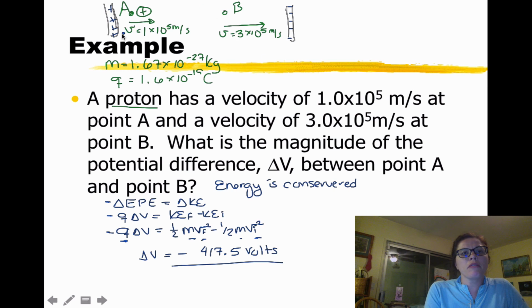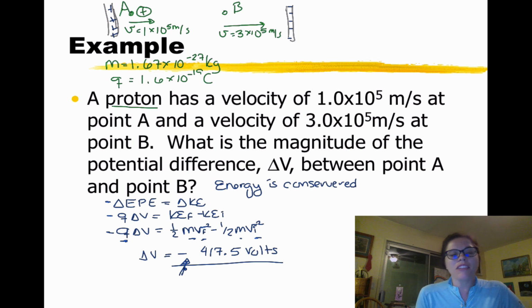Up here, we're going from a positive plate to a negative plate. Since we're going towards the negative, we're going down in voltage, and that negative right here shows us that the change is negative. Yay! It all works out, and that should be the case for you too. I hope you got this. I hope this helps, and we'll see you in the next video. Bye-bye.